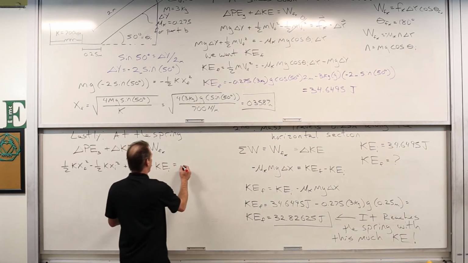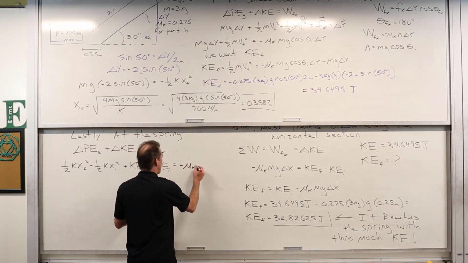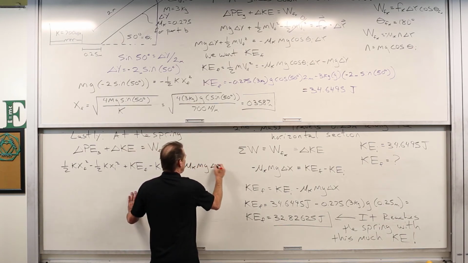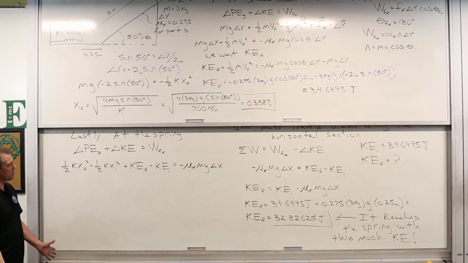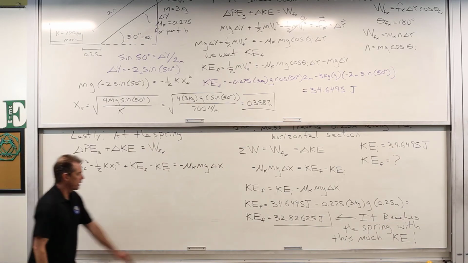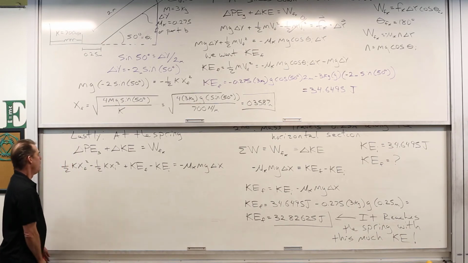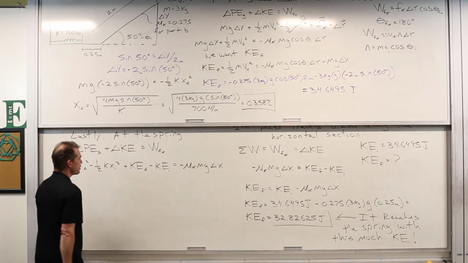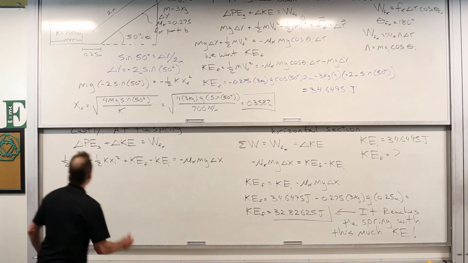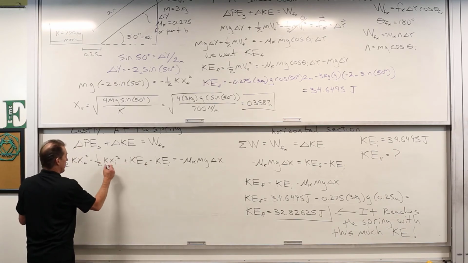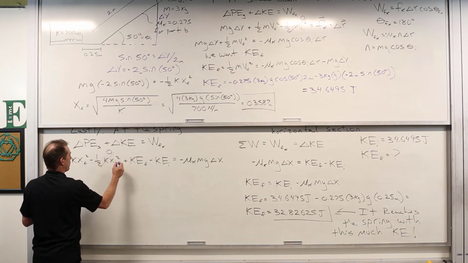The work done by friction is going to be negative mu k mg delta x. It's a horizontal surface, so it's just mg, negative because it's always doing negative work, and there's the distance that it moves. So let's note some things. We have that the initial state of the spring is at equilibrium, so x initial is equal to 0.